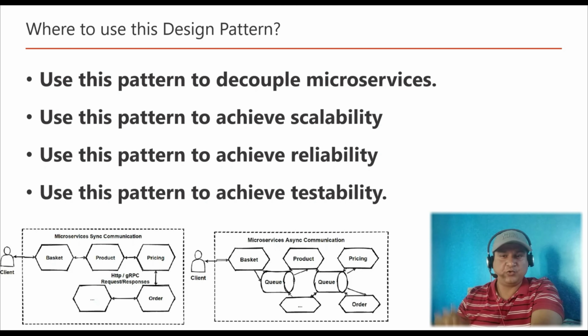Use this pattern to achieve scalability, to handle more load by adding more consumers for the queue. Use this pattern to achieve reliability, so that if the consumer is not available for some time, the messages are stored safe in the queue. Use this pattern to achieve testability. If you want to test certain scenarios, you just have to add that message into a queue. The consumer service will receive it and process it accordingly.